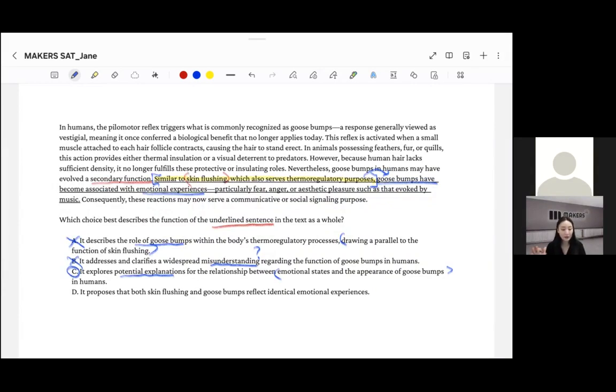Let's take a look at D. It proposes that both skin flushing and goosebumps reflect identical emotional experiences. So D is saying that both reactions show identical emotional experiences, but the passage never claims that they're identical. Identical would be way too strong to represent similar. We don't do that on the SAT. When something is too extreme, we know that it is an incorrect option. Being similar and being identical are two different things. So D would be too extreme to represent what the underlying part was. So overall, C becomes the right answer.